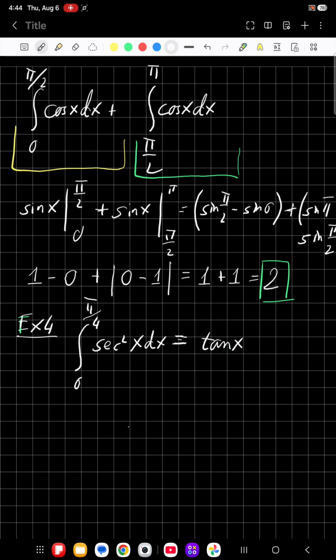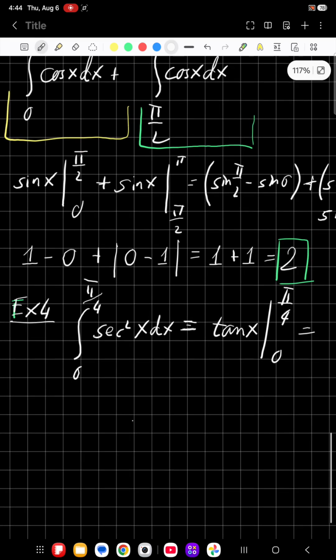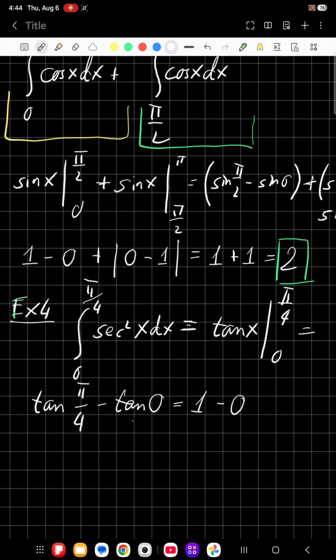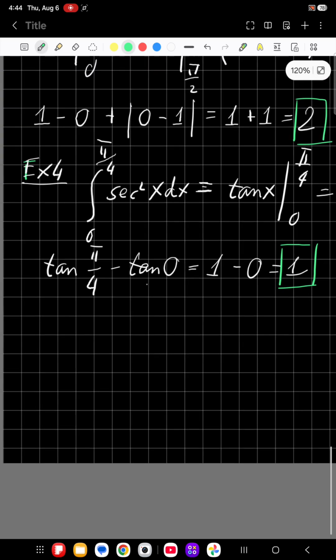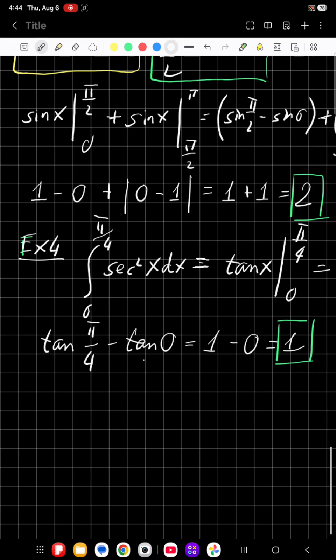Now I still need to evaluate it from 0 to pi over 4. So we get tangent of pi over 4 minus tangent of 0. Tangent of pi over 4 is 1, minus tangent of 0, which is 0, so 1. Okay, so that's our result.